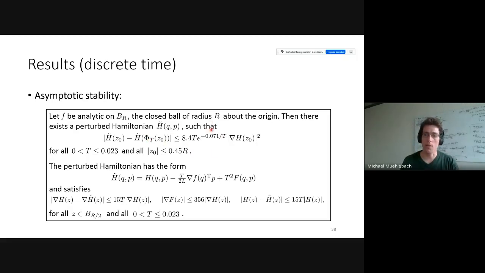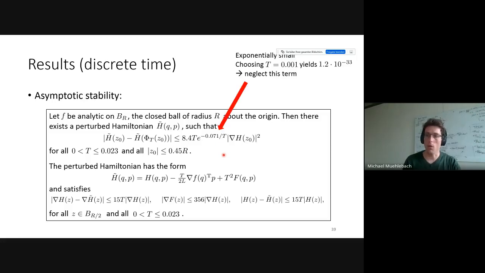And this bound essentially is something with e to the minus something divided by t. So if t is small, say t equals 0.001, then the bound we obtain here is extremely small, 10 to the minus 33, which means that this perturbed energy function is virtually exactly preserved over one step of the symplectic Euler scheme. And so in the following, I will just neglect this term and say it's exactly preserved.